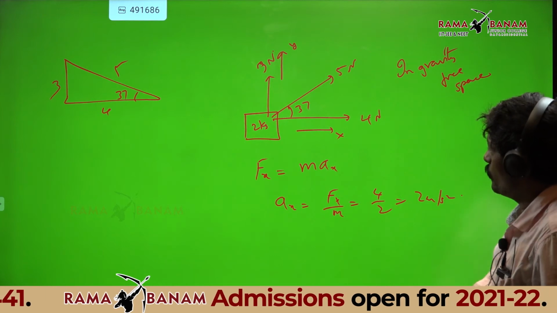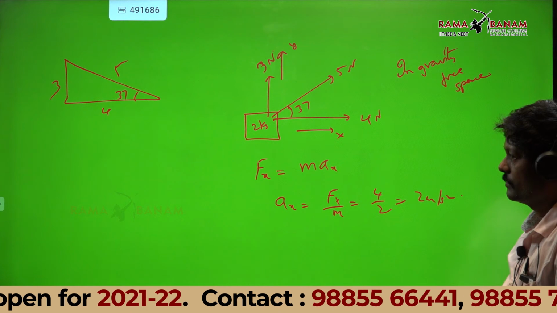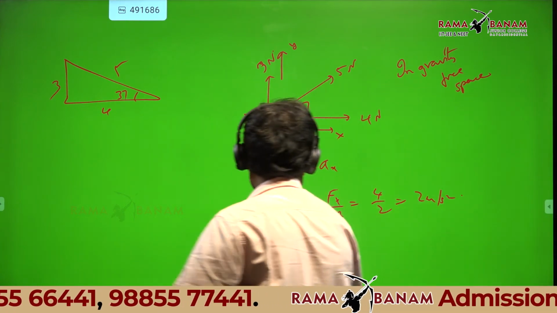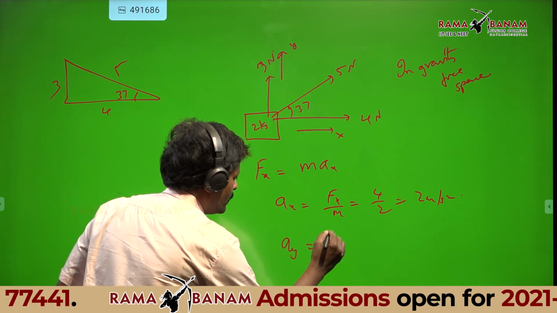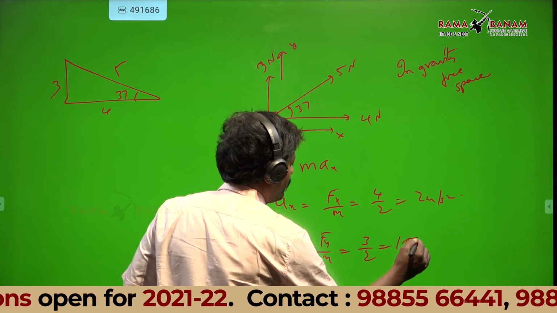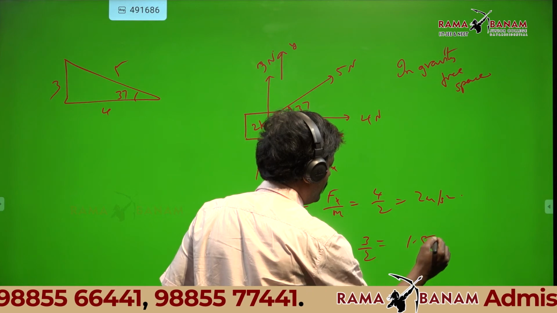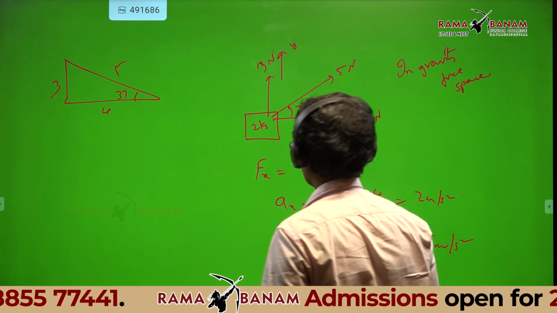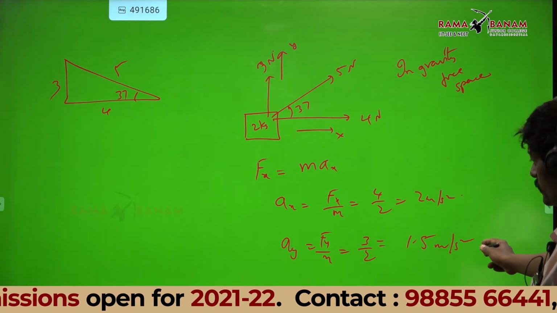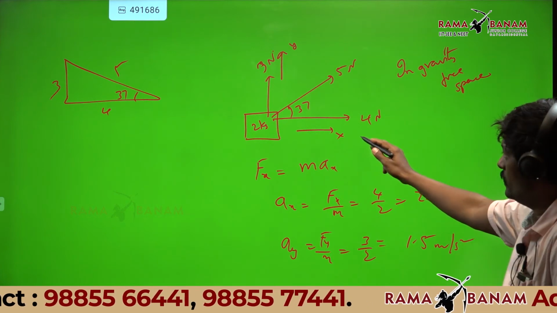In the y direction, what is the force you are having in the y direction? 3 Newton. So ay is Fy by m. Fy is 3 by 2, 1.5 meter per second square. That means the body is having an acceleration of 1.5 meter per second square in the y direction, and it is having an acceleration of 2 meter per second square in the x direction.